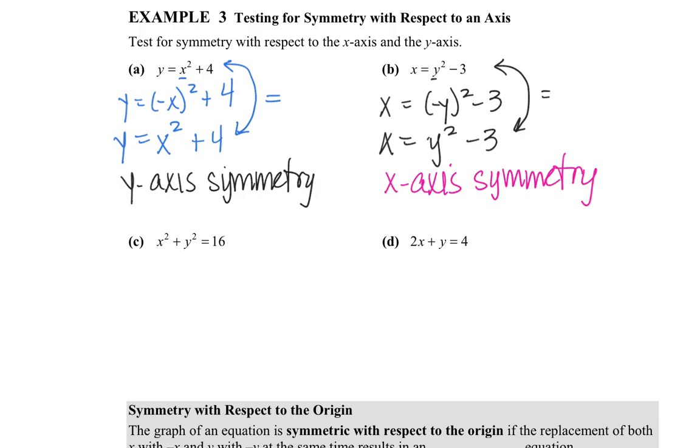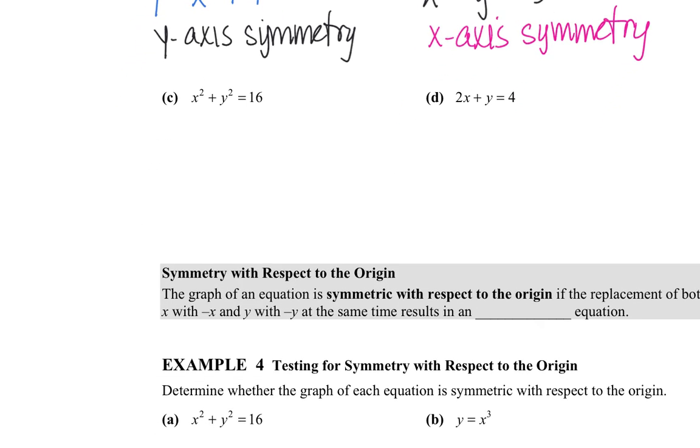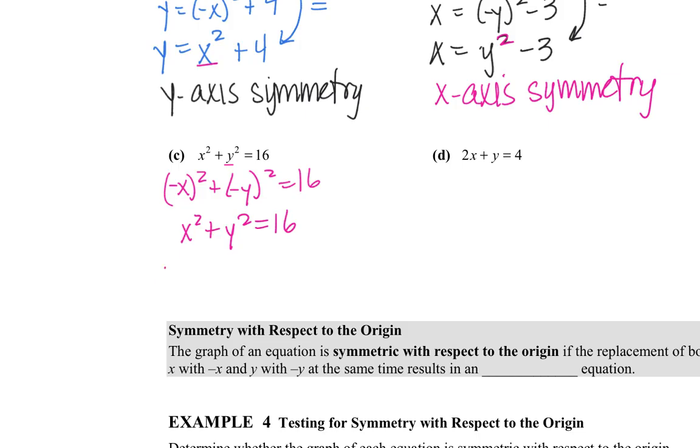All right. Keep in mind when the y is squared that it is not a function though. All right, now here we have the x squared and the y squared. If I plug in just the x squared, the same thing's going to happen as it happened here. And if I replace the y squared with negative y squared, the same thing's going to happen. So that means if I replace both of them, I get x squared plus y squared equals 16. So this is x and y-axis symmetry.